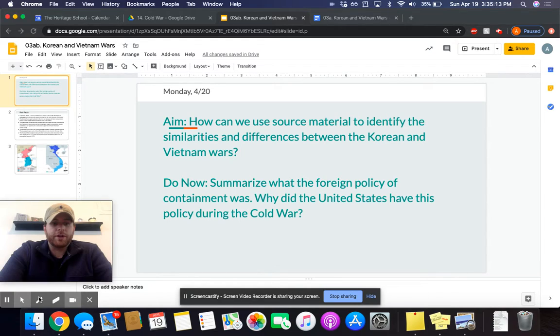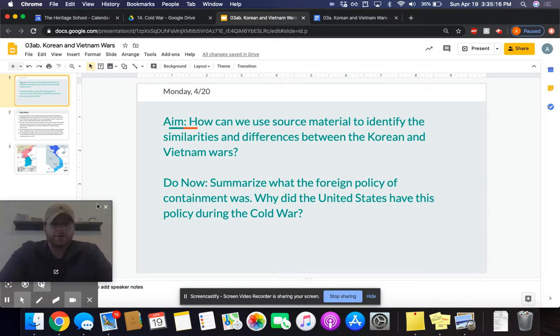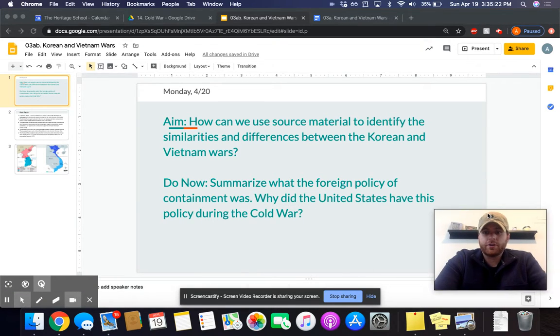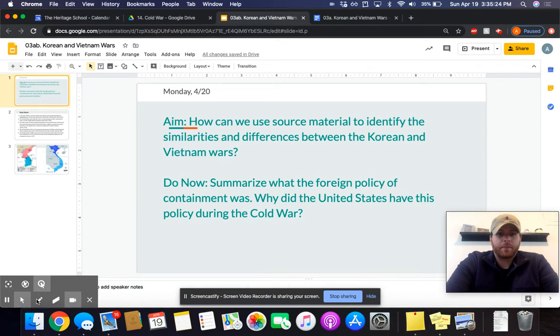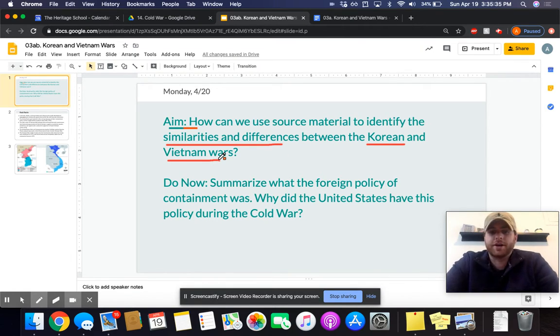Okay, so we'll be getting into our assignment for today. So for our aim, it says, how can we use source material to identify similarities and differences between the Korean and Vietnam War? So we're still focusing on our Cold War unit, and we're going to be looking at two of the kind of more famous wars within the Cold War.